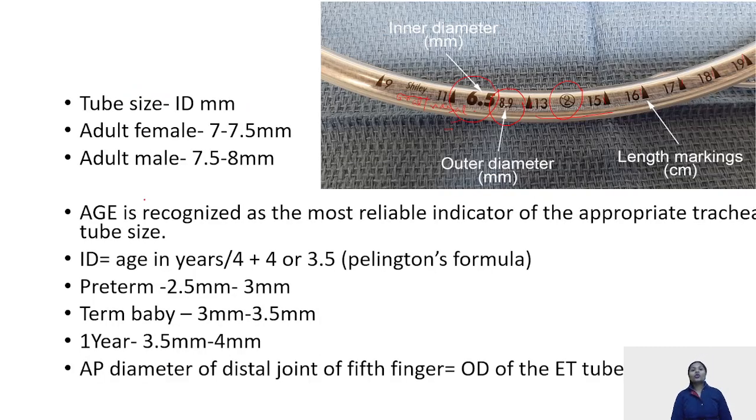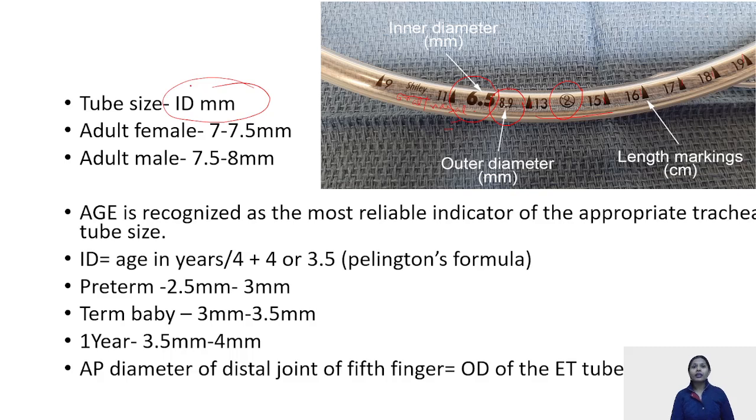Coming over to the tube sizes. When we talk about the tube size, what we talk about is the internal diameter. Please remember this. The tube size is decided according to the internal diameter, because the internal diameter is going to decide the resistance and the work of breathing that the tube is going to give. It is the internal diameter on which the resistance given by the tube depends.